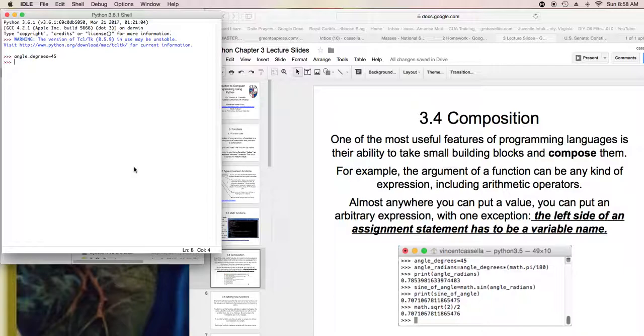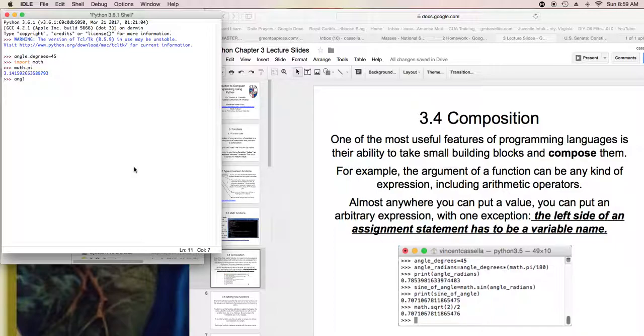Enter. Now I can change an angle in degrees into radians by multiplying that angle by pi divided by 180. In order to do that, I will import the math module, and now I have access to math.pi, and there it is. So now I can convert my angle in degrees to an angle in radians.